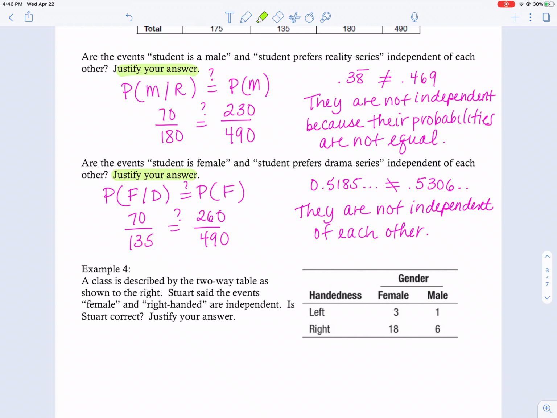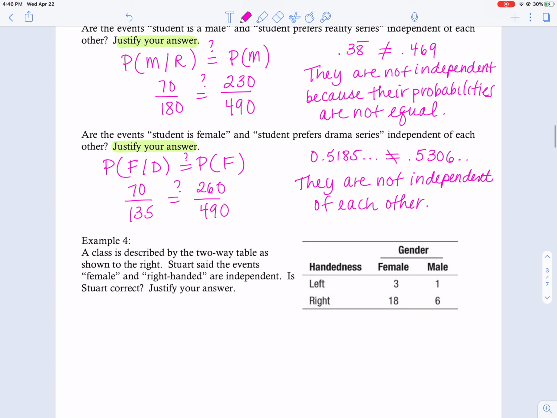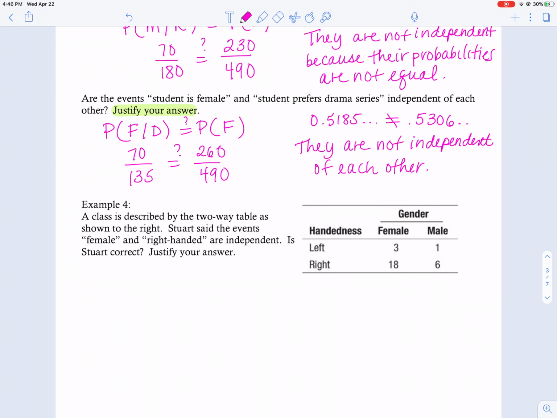Okay, so let's take a look at the next one. The only thing I would want to do with the next one, they're talking about gender and which hand you write with. And they're talking about a class described by a table. Okay, so Stuart says that the events female and right-handed are independent. Okay, is he correct?